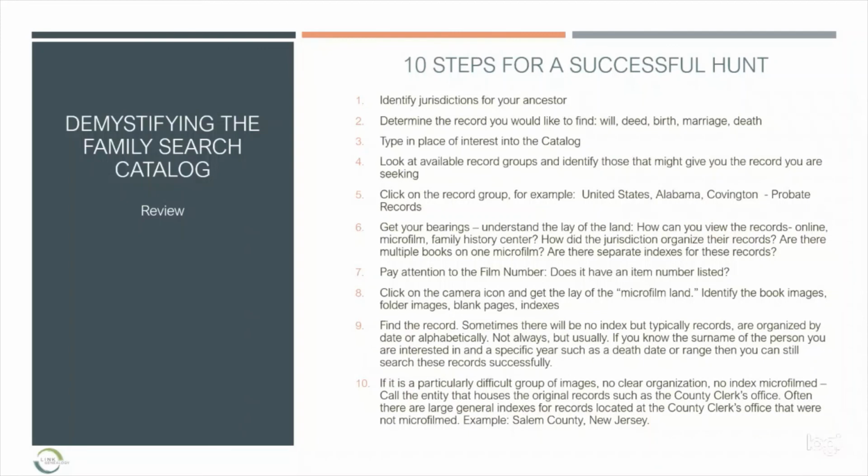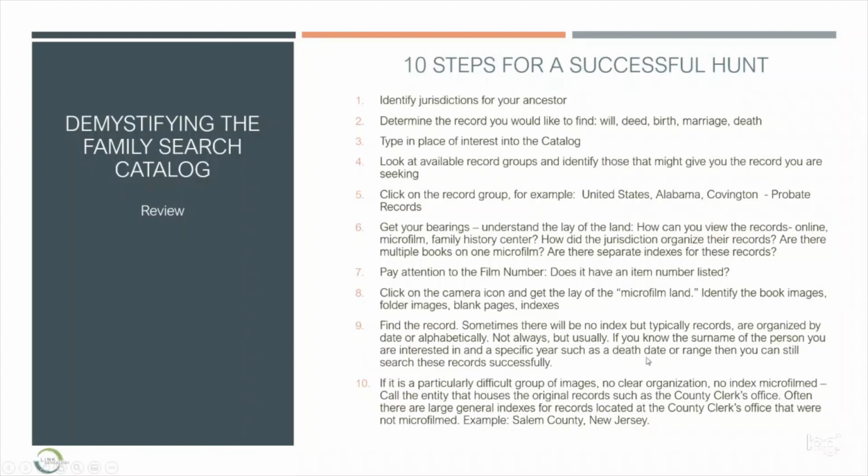Understand what's happening. And you'll click on the camera icon. You'll jump into microfilm land, and you'll get, again, your bearings. How is this organized? Are there folders? Is it by book? Does it list section number? And then you'll find your record, and then you'll download the record.